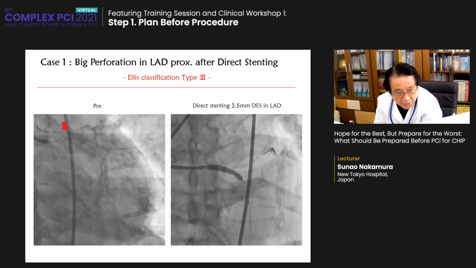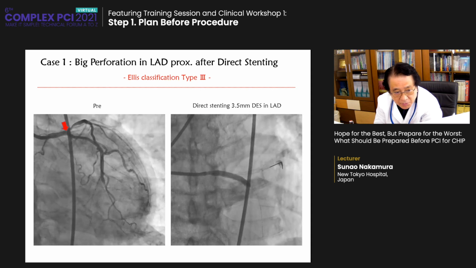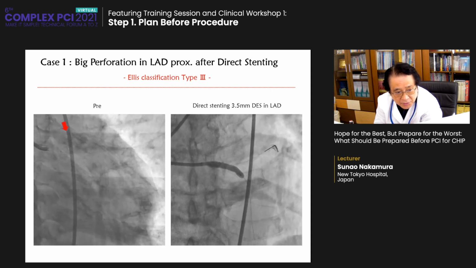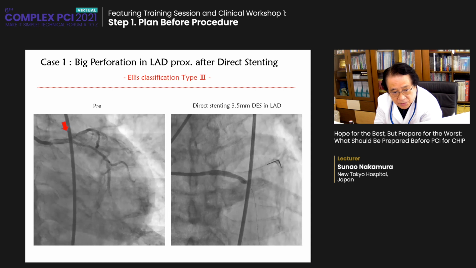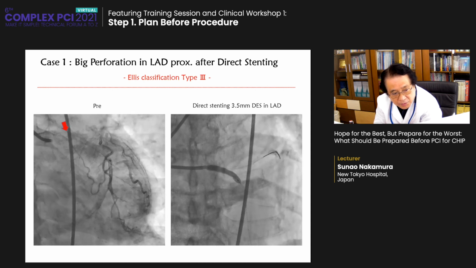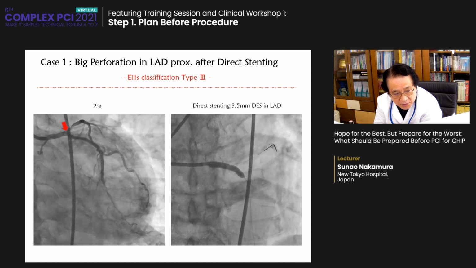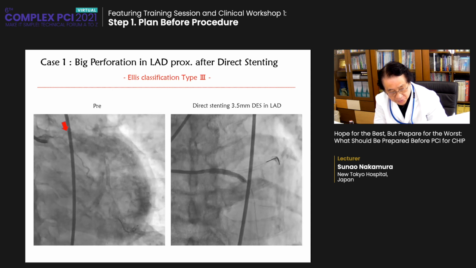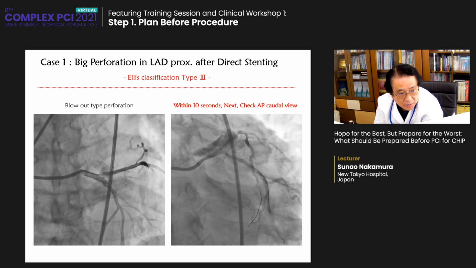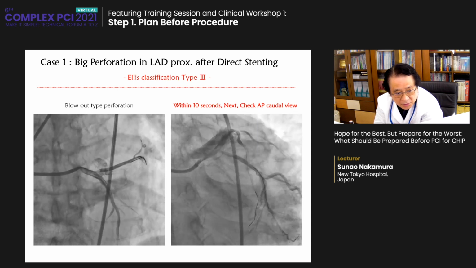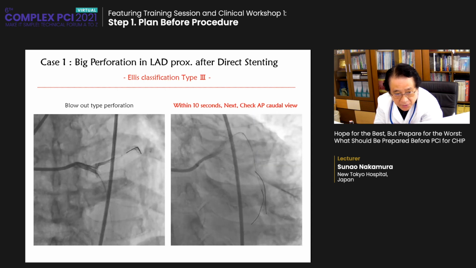This is a case of PCI for simple LAD proximal lesion. 20 years ago, we had some trend with direct stenting without predilatation. In this particular case, we did the direct stenting with a 3.5 stent, and then the patient raised his voice, screaming. We checked the angiogram immediately and understood the situation of a big perforation.